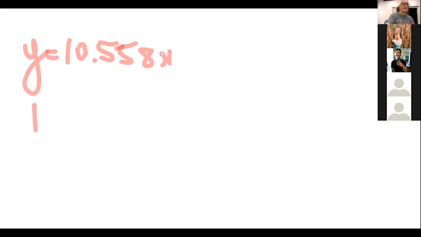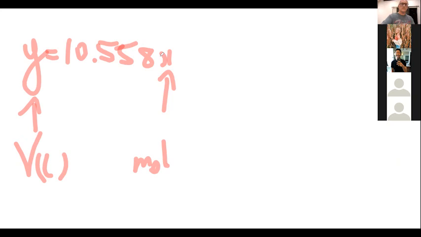So this is my volume in liters. This is moles. And this was the initial slope, which now should be twice as much. So my new slope is 10.558 times 2. So my new slope is 21.116.